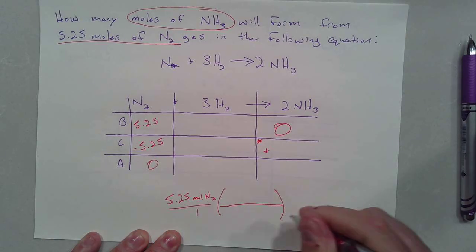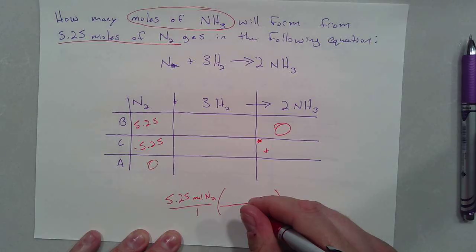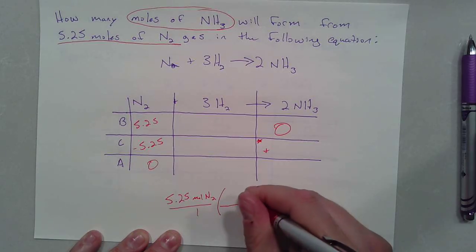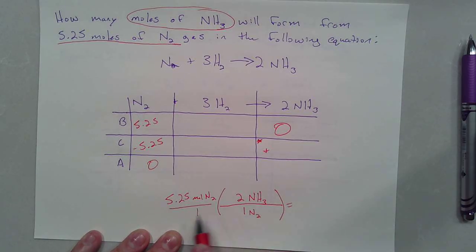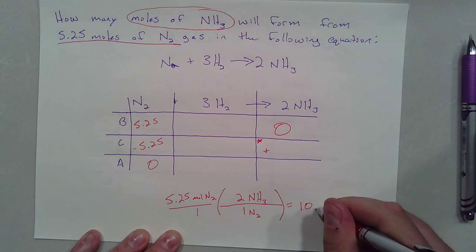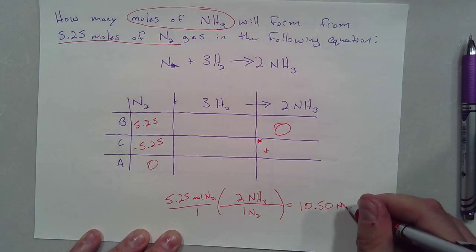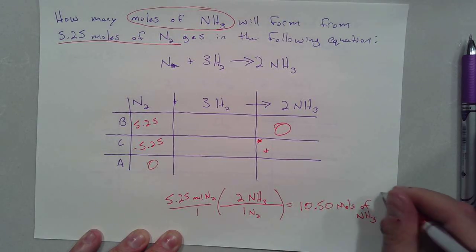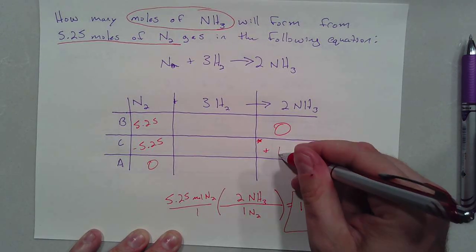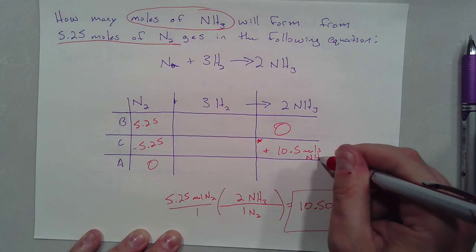Going for my standard conversions, right? Using what I have for the relationships here. For every 1 N2, I make 2 NH3s. 5.25 times 2, which ends up being 10.50, and that would be moles of NH3. So I'm making 10.5 moles of NH3.